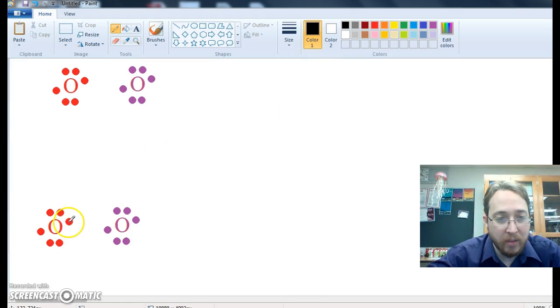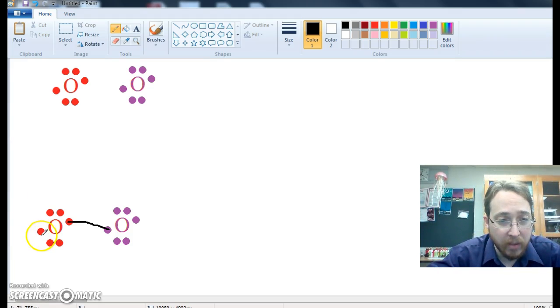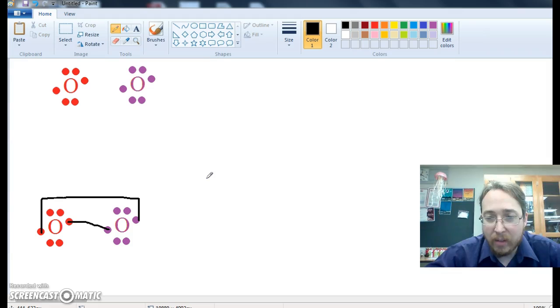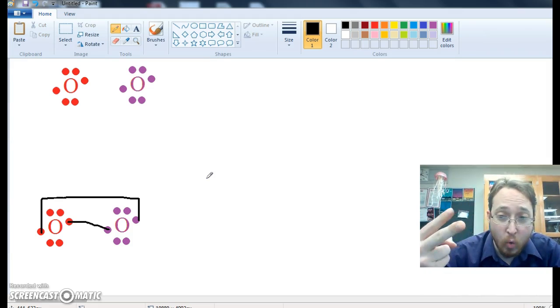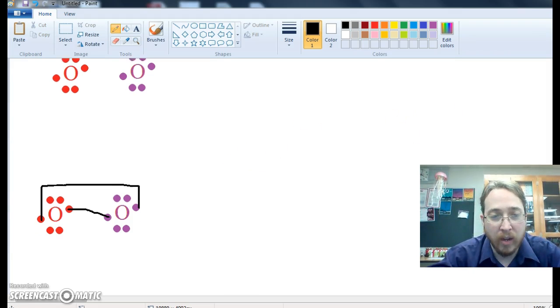Well, these 2 can bond, right? But we still have unpaired electrons. This guy can bond to somebody and this guy can bond to somebody. So what they end up doing is they end up binding to each other. So how many connections do we have between these oxygens? These oxygens have 2 pairs of shared electrons now. So what does that look like in our dot diagram?